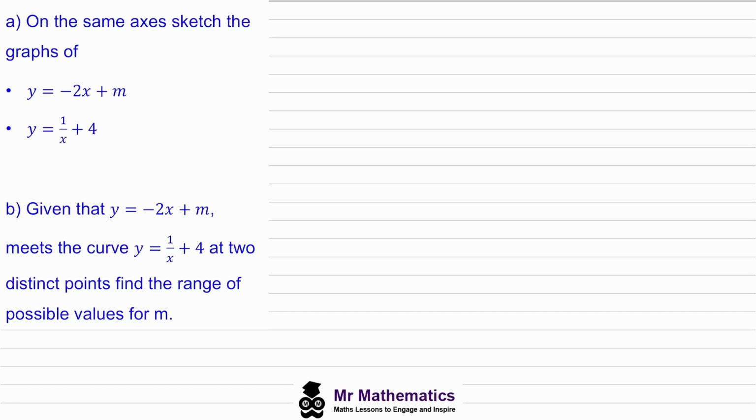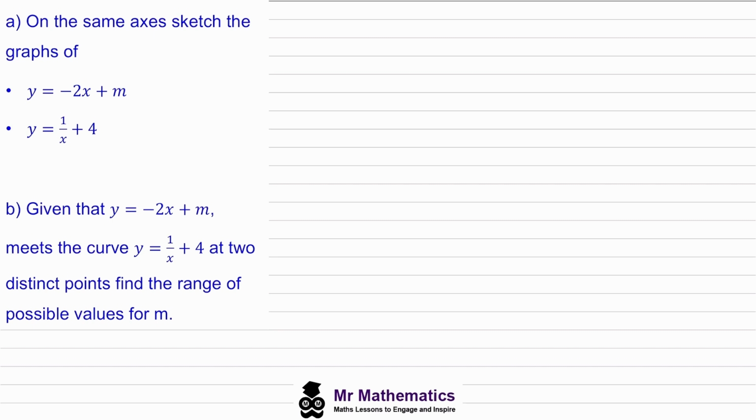Hi everybody. So this is my second video on finding the points of intersection between a line and a curve. In this example, we've been asked to sketch on the same axes the graphs of y equals negative 2x plus m and y equals 1 over x plus 4. Then for part B, given that the line meets the curve at two distinct points, we've been asked to work out the range of possible values for m.